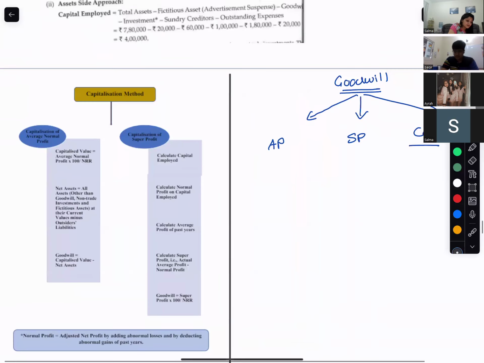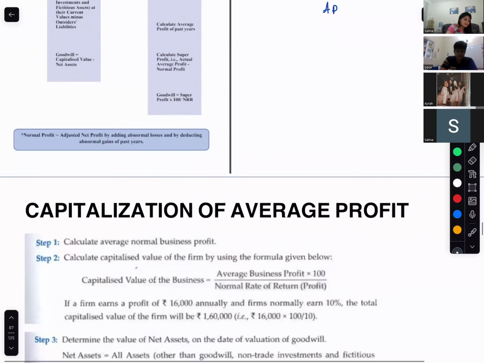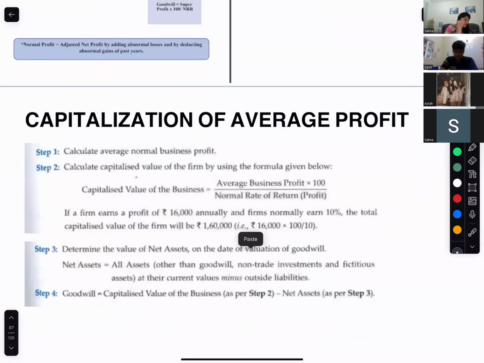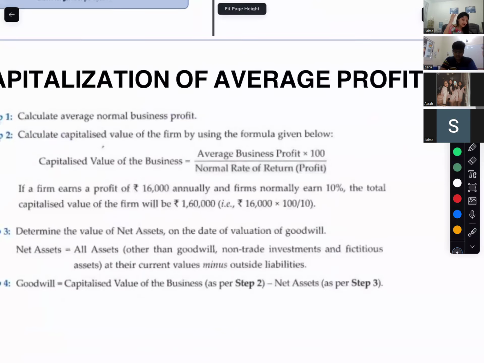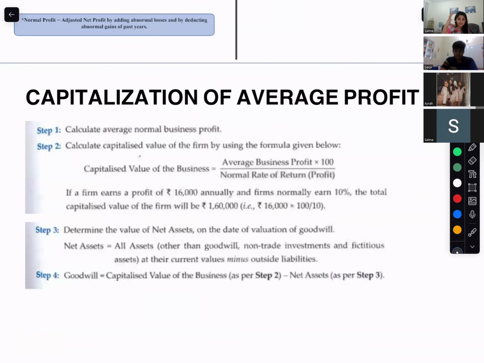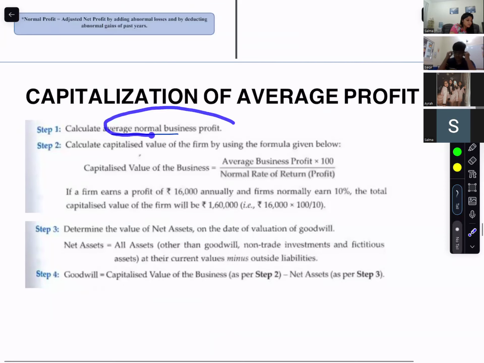The first method of the capitalization method is capitalization of average profit. And the second method is capitalization of the super profit. When I am talking about capitalization of the average profit, there are four steps in it. First, you will find out the average normal profit. How do you find the average normal profit?